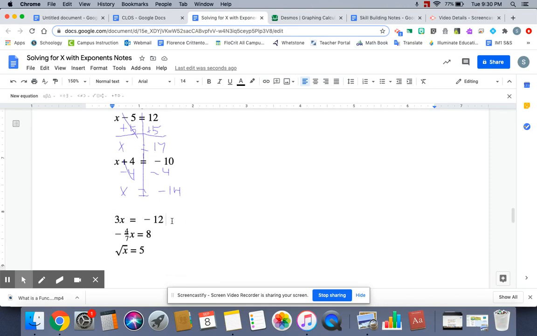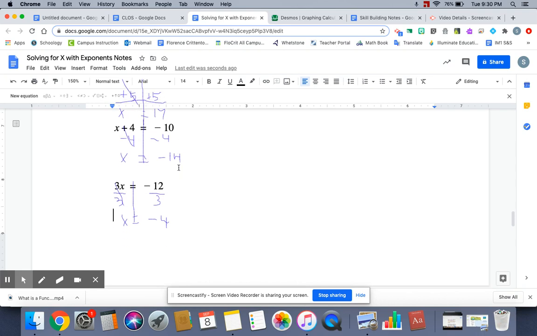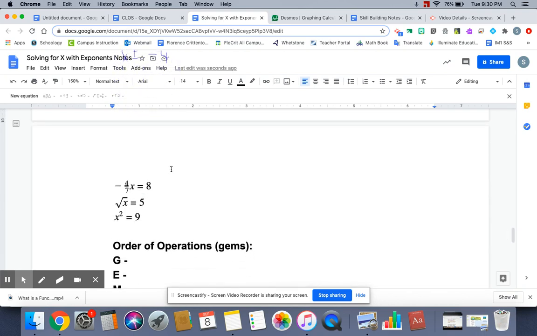If I do it for multiplying and dividing, remember 3x means 3 times x. So to undo timesing by 3, the inverse is division. I'm going to divide both sides by 3. 3 divided by 3 cancels and becomes just 1x, but I don't have to write the 1. Negative 12 divided by positive 3 is negative 4. So in this case, x would equal negative 4. If any of these are confusing you, like the arithmetic, like why the answers are the answers, go watch warm-up videos on either adding and subtracting or multiplying and dividing if this is the part that confuses you.